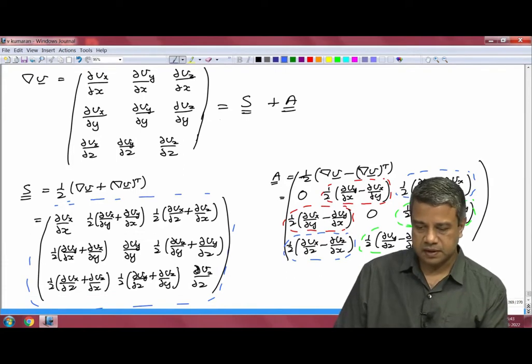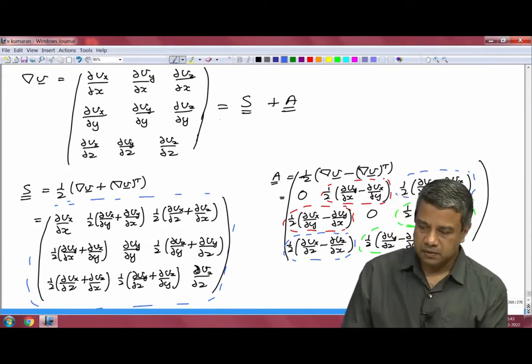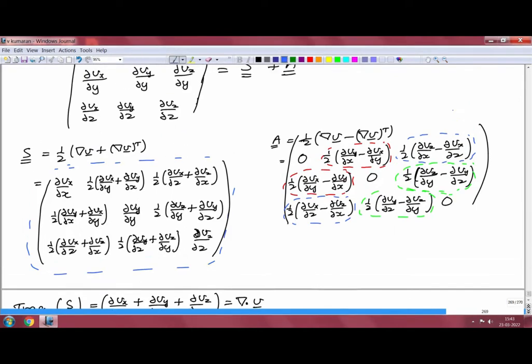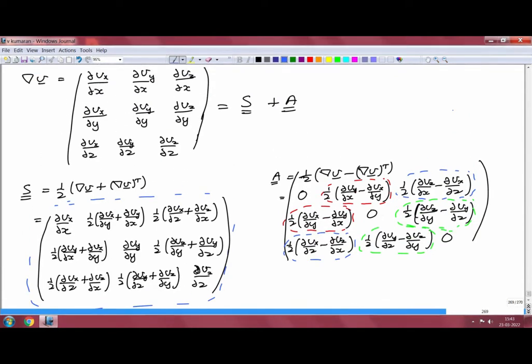So, this gradient of the velocity written in matrix form, we had separated it out into two parts. One is a symmetric part and the other is an antisymmetric part. This is general. Any matrix can be separated out into a symmetric part and an antisymmetric part, where the symmetric part is 1/2 of the matrix plus its transpose. The antisymmetric part is 1/2 of the matrix minus its transpose.